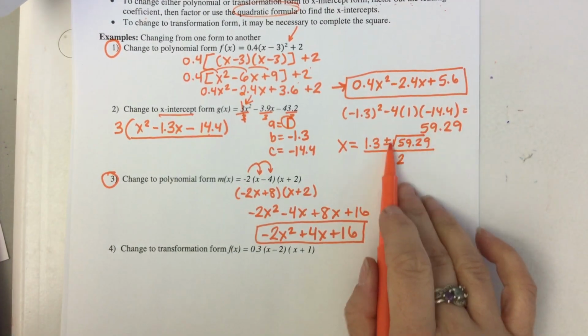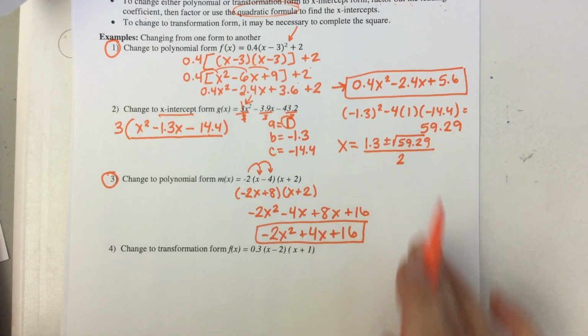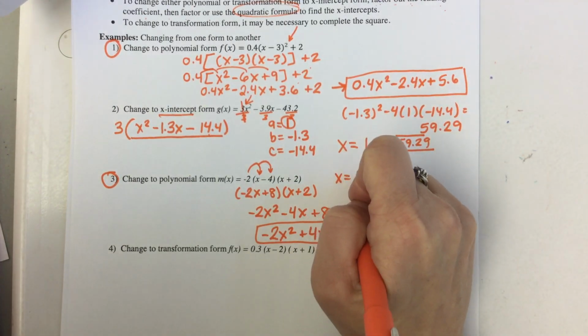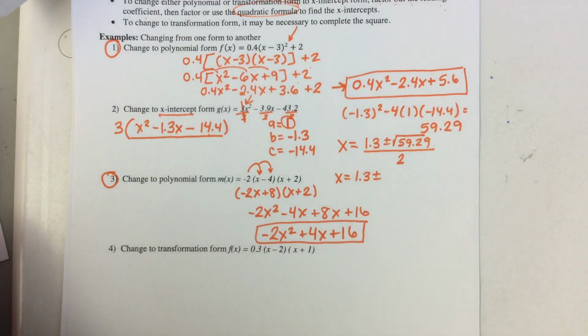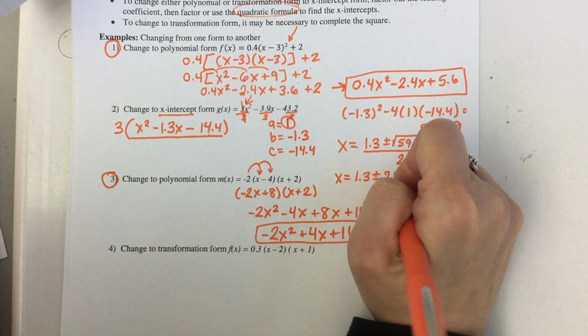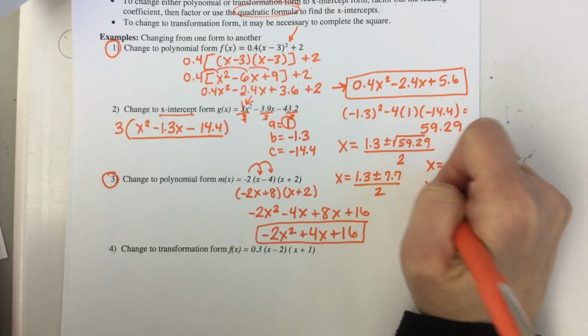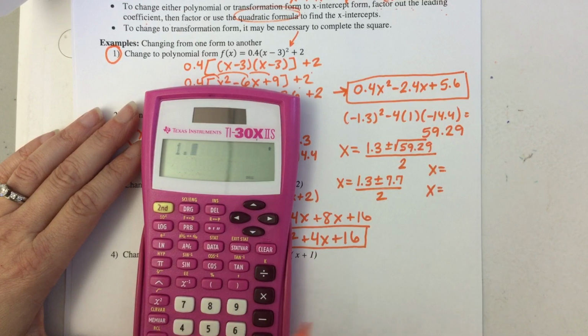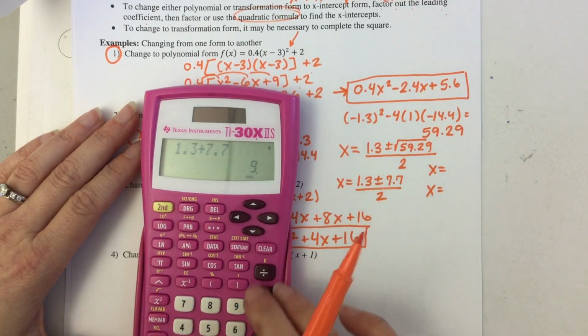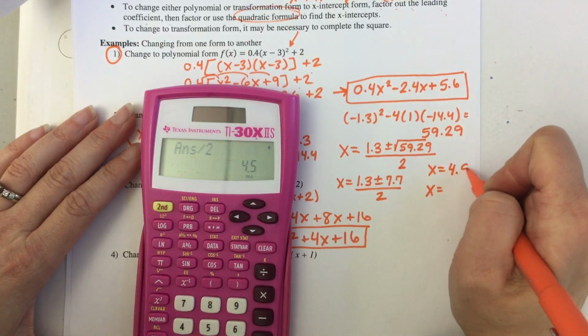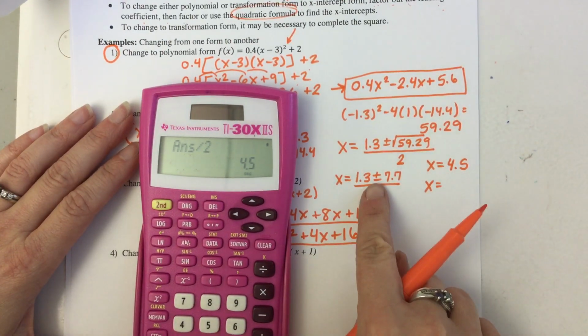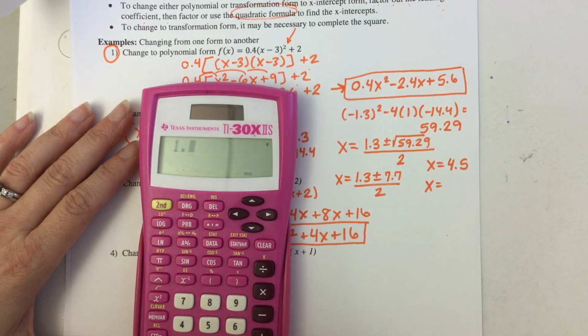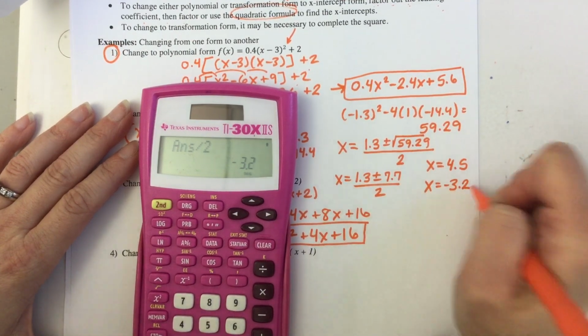Your next step, we want to find the square root of 59.29. So x equals 1.3 plus or minus, if I take the square root of 59.29, I have 7.7, divided by 2. So here are your x-intercepts. First calculate the top: 1.3 plus 7.7, hit enter, then divide that by 2. So one intercept is at 4.5. The other is what you get when you subtract: 1.3 minus 7.7, hit enter, divided by 2, it's negative 3.2.